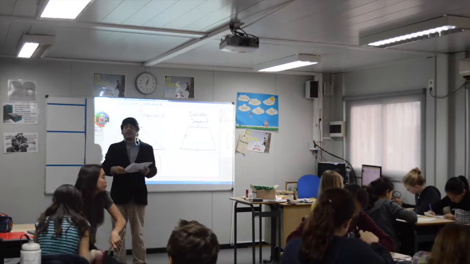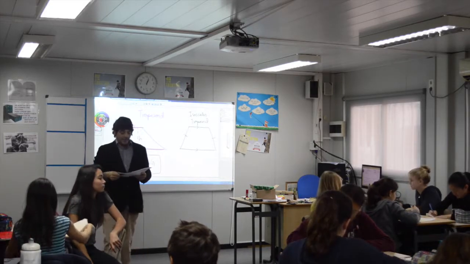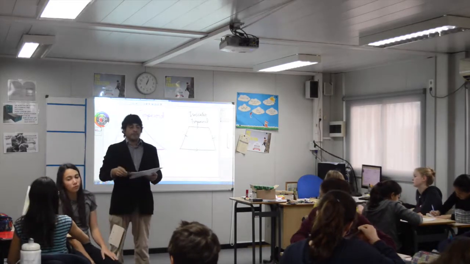Okay, I'm going to give you one of those exit tickets where you are going to basically quickly mark what is the area of the three shapes I'm giving you. And once you finish this, you can put it on a pile on my desk and then you can leave.